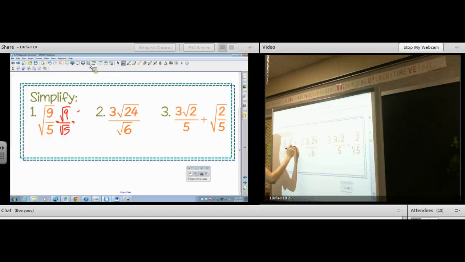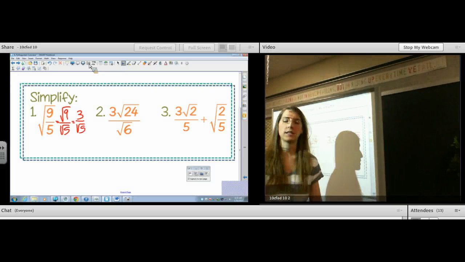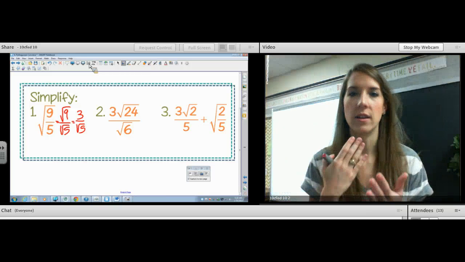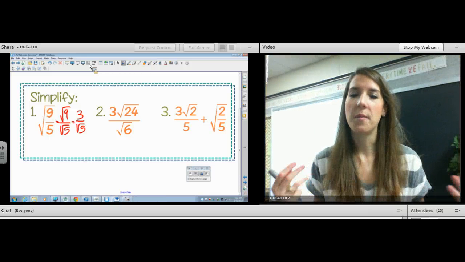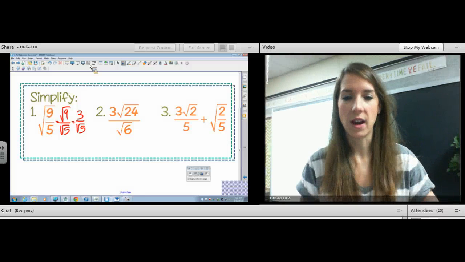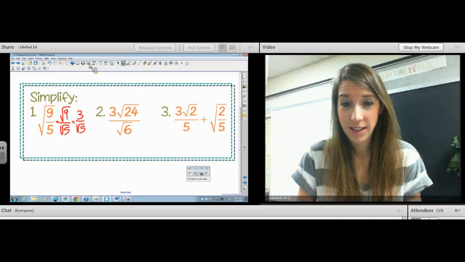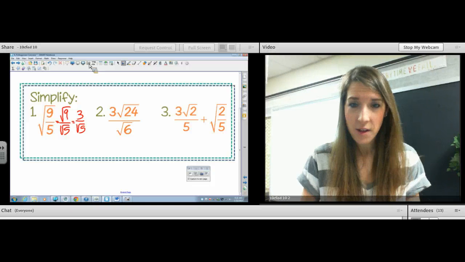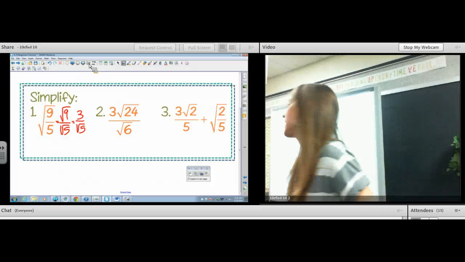So this is 3 over root 5. And then you go through your checklist. Is that a simplified answer? And you're like, oh man, it's not good. Good, Yeji, that's right. It's not a simplified answer because I've got a radical in the denominator. So then we have to do that thing called rationalizing.